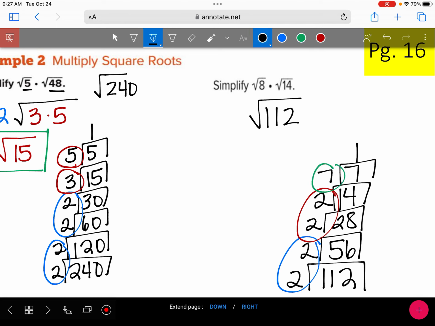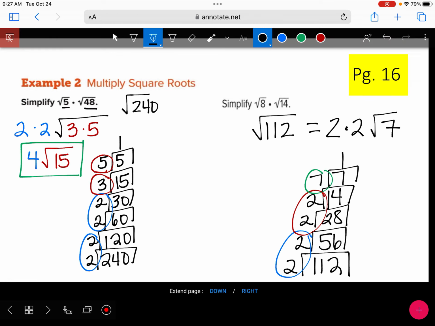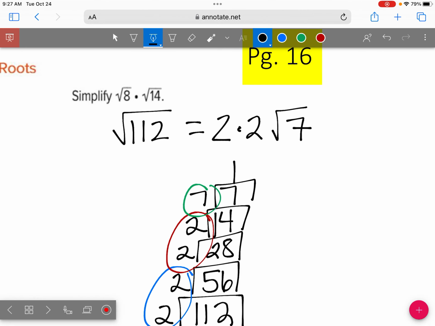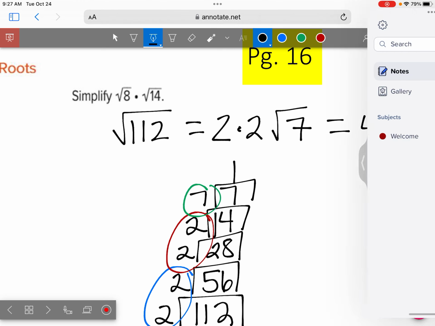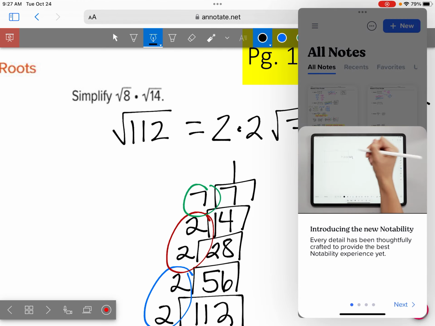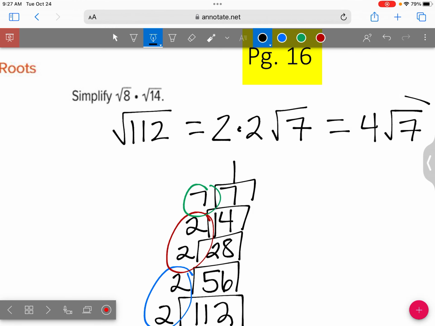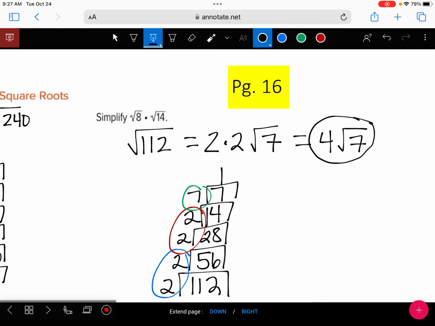So on the outside, I'm going to have 2 times 2, square root of 7. And we multiply that 2 times 2, so my final answer would be 4 square root of 7. And that would be my final answer.